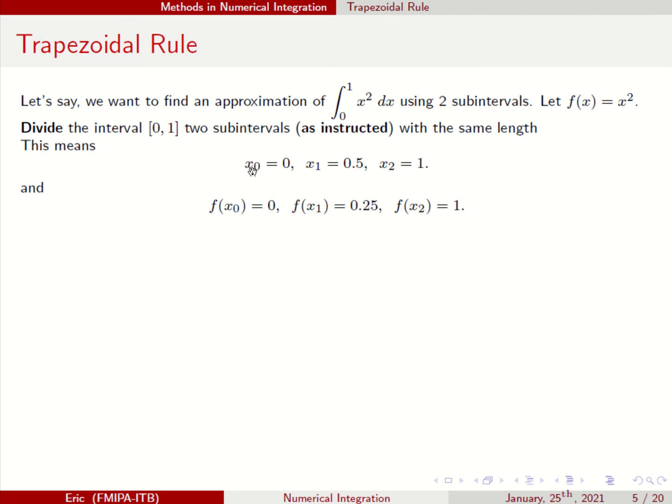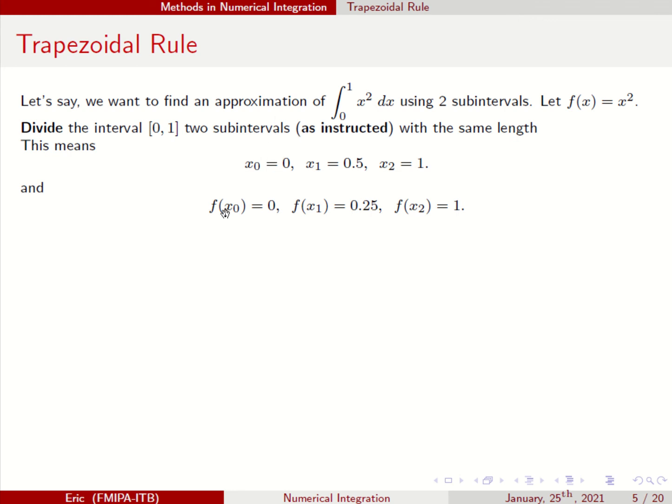The x is 0 for the first one, the second one is a half, 0.5, and the third one is x2, which is 1. Can you imagine the trapezoid? This is the trapezoid. The height is this. The height is this. What is the height of this?